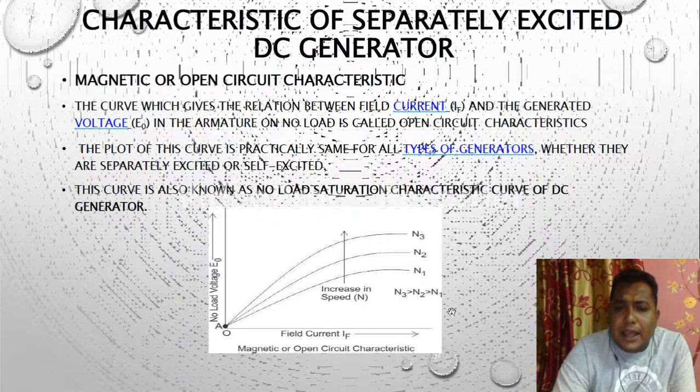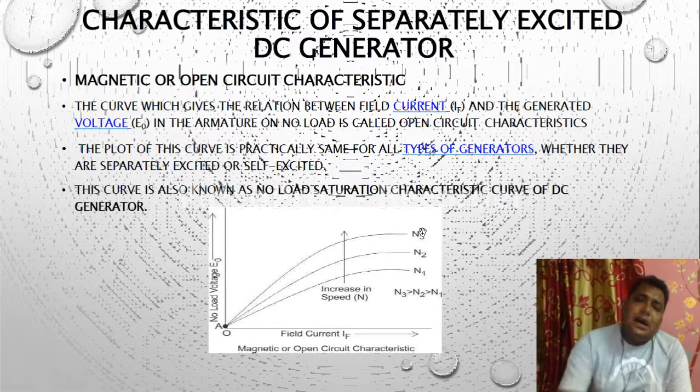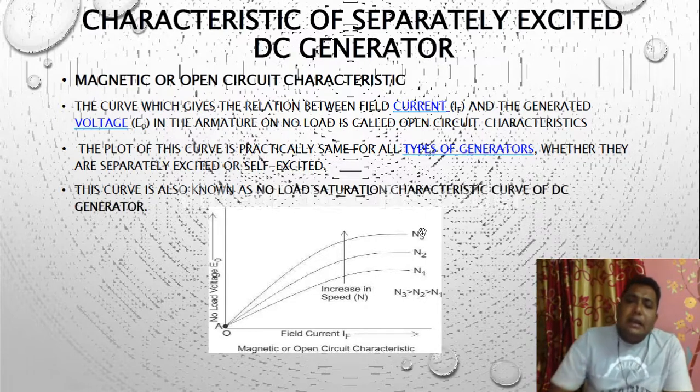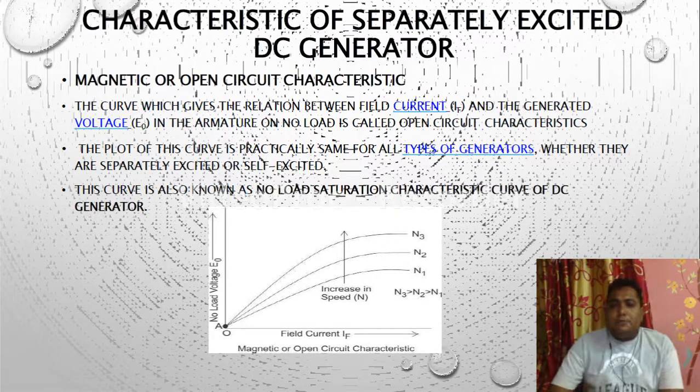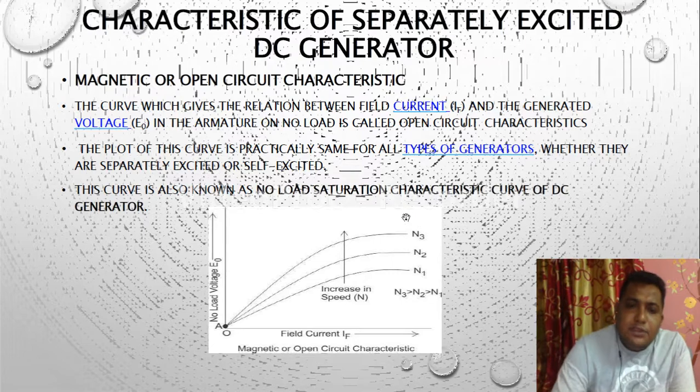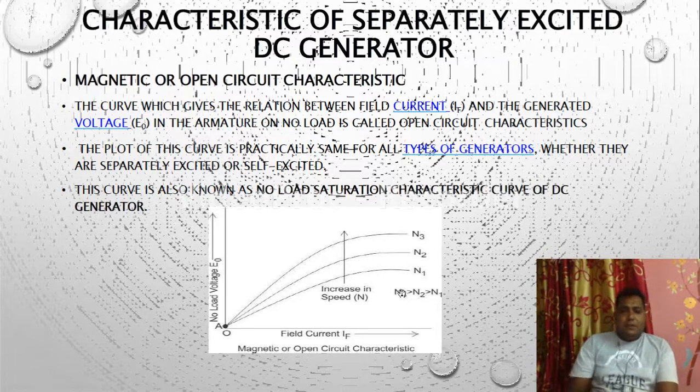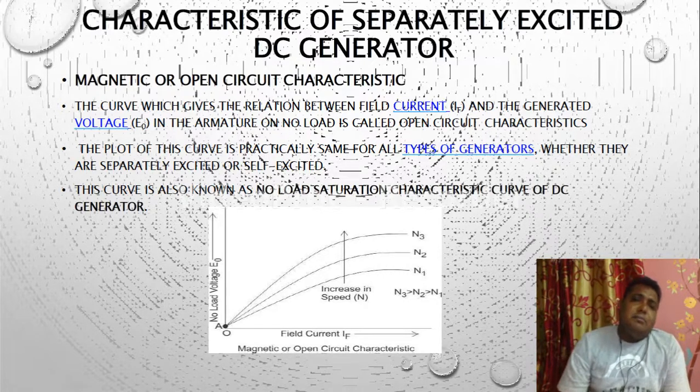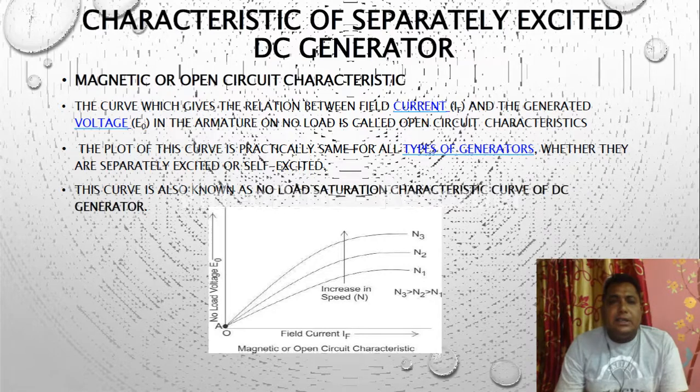As we can see, there are three curves representing three different speeds. The topmost one is N3, then N2 and N1, where N3 is the highest RPM speed of the machine. So this is the no load characteristics of the DC generator.